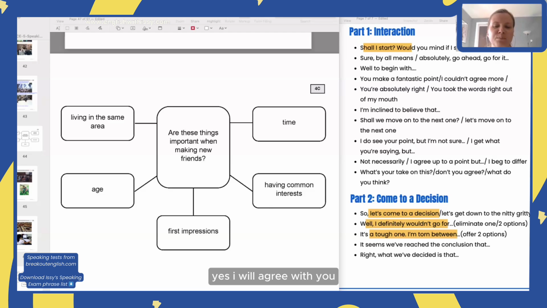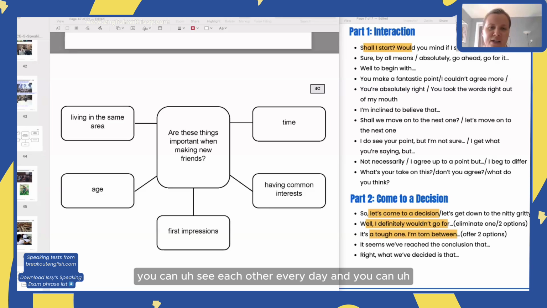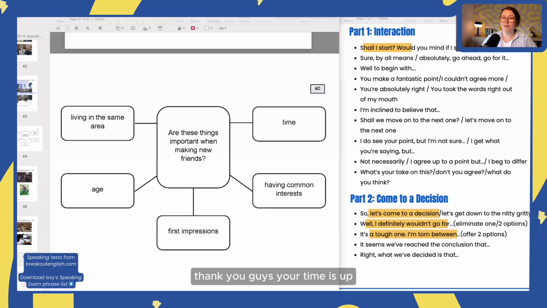I agree with you because I think that living in the same area and having common interests is related. Because if you are neighbors, you can see each other every day and you can share your interests every day, not only on the weekends. And you can also involve other people in these activities, so the group of your friends becomes bigger. Right. Thank you.